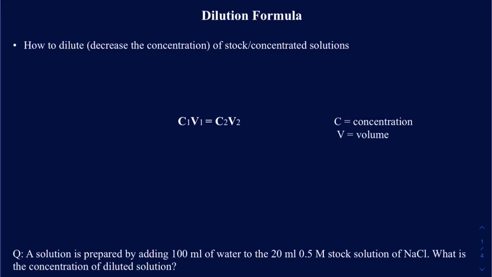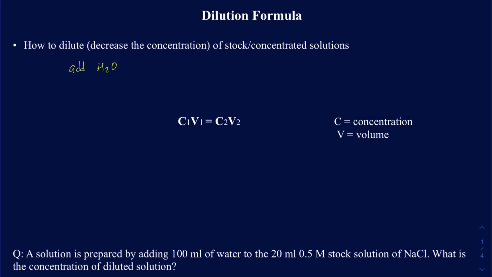Guys, in this tutorial we're going to be talking about the dilution formula. Technically, the dilution formula is used to decrease the concentration, or dilute, a stock or concentrated solution. Suppose you buy concentrated orange juice or lemon juice. What do you do in that case to make it drinkable? Well, I don't know about you guys, but I add water in there. So technically, anytime you have to dilute something, you have to add water.